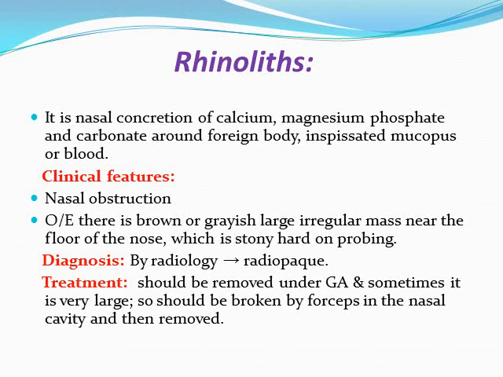Clinically, the patient presents with unilateral nasal obstruction, and on examination we see a brown or grayish large irregular mass near the floor of the nose, which on palpation by a probe is stony hard. By X-ray it will be radio-opaque. Treatment: it should be removed under general anesthesia because it is adherent to the adjacent tissue, and removal will be accompanied by bleeding, and sometimes it is very large and needs to be broken by forceps in the nasal cavity and then removed piecemeal.